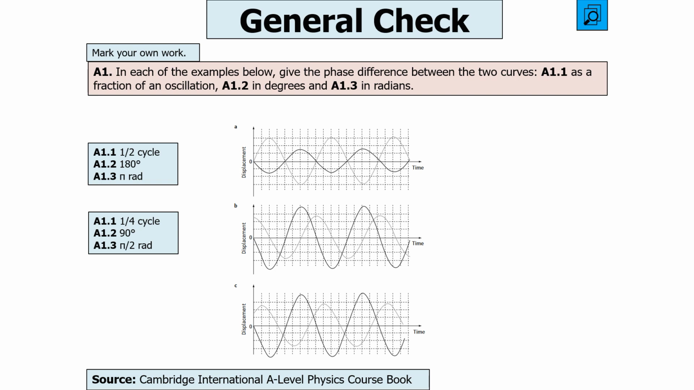In the last one, it's a bit more challenging. You'll see that actually the cycles are different by 3/8 of the cycle. So when you do 3/8 times 360, that's 135 degrees, and 3/8 times 2 pi radians is 3 pi over 4 radians.